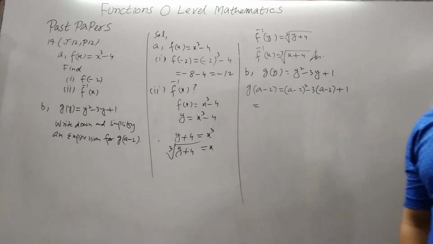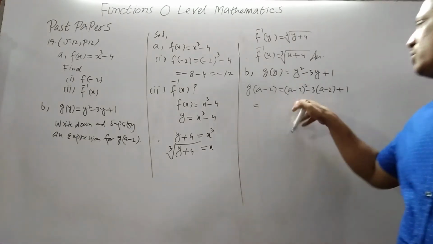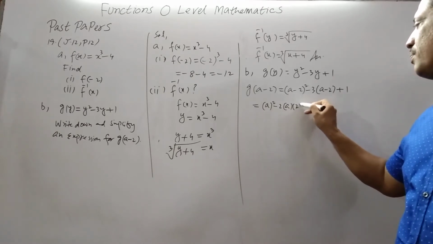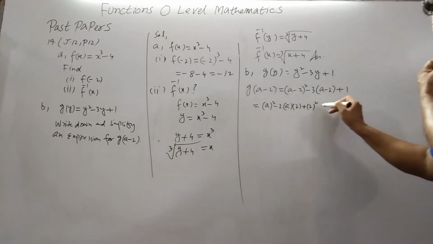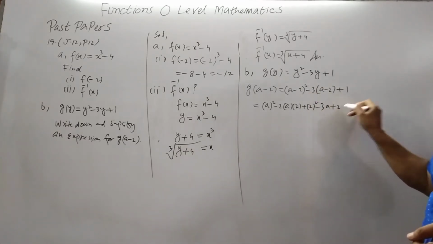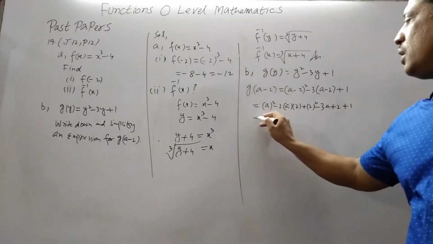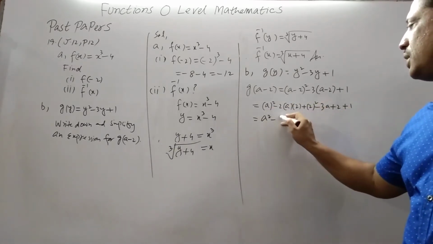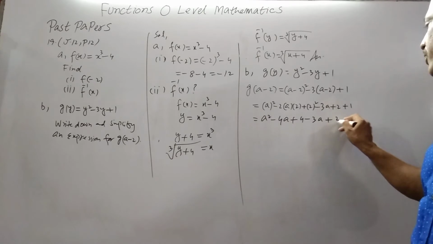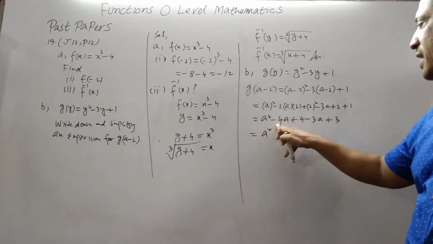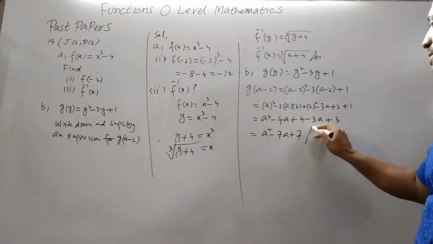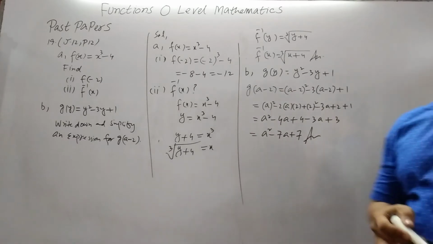Expand (a minus 2) whole squared by the (a minus b) whole squared formula. So a squared minus 2ab plus b squared, minus 3 into a, 3a, minus minus plus 2, plus 1. So a squared minus 4a, 2 squared is 4, minus 3a, 2 plus 1 is 3. a squared minus 4a minus 3a is minus 7a, plus 4 plus 3 is 7. This is the answer of g of a minus 2. I hope you understand.